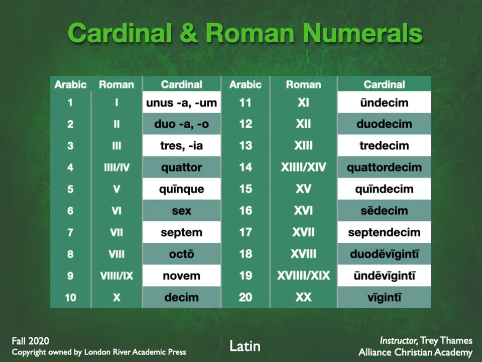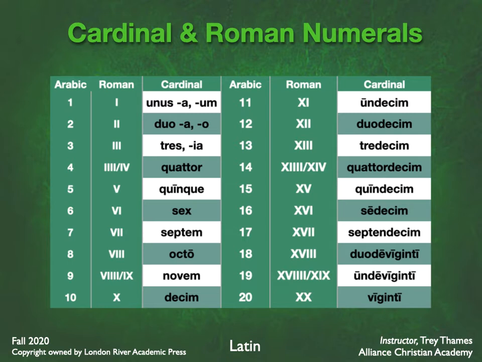5 is a V, quinque. 6 is a V and an I, sex. 7 is a V and two I's, septem. 8 is a V and three I's, octo. 9 can be 5 plus 4 I's, or it can be an I and an X. Either way, that is novem, 9. Decem is X, and it is 10. You can see the rest of the cardinal numbers there. Undecim, so un, short for unus, that's 1 and decem, 10, so 10 and 1 is 11. Duodecim is 2 and 10. That means, of course, 12. Tredecim, 3 and 10, is 13. You get the idea. Quattuordecim, 14.